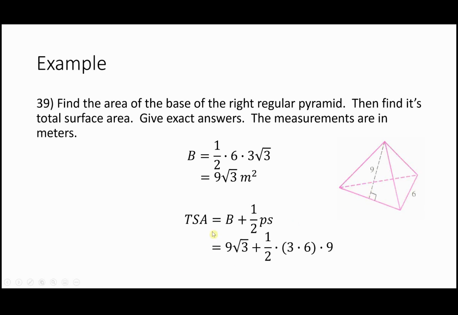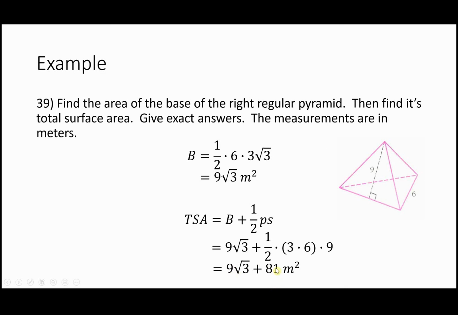So let's take our area of the base that we just calculated as 9√3 and then add to it 1/2 times the perimeter of the base. Remember, it's an equilateral triangle, so it's 3 edges times a length each of 6. 18 will be the perimeter of the base, and then that slant height 9 came from this measurement that was given to me here. Multiply all this together, simplify as much as you can, and that's it.